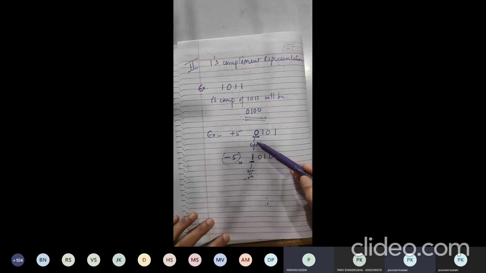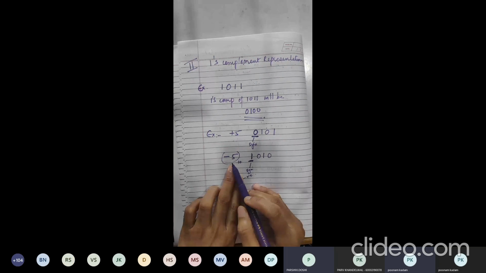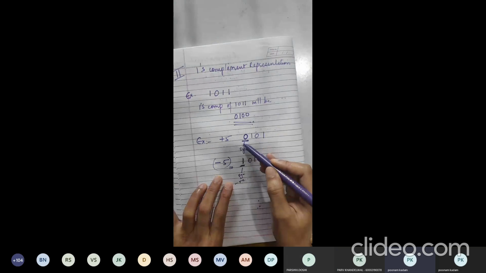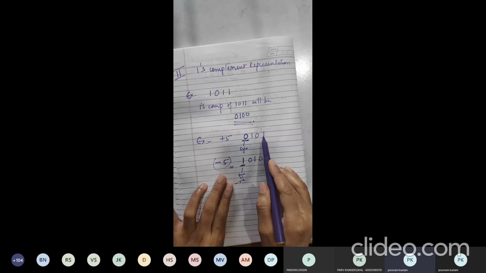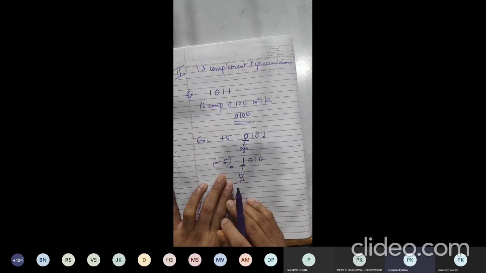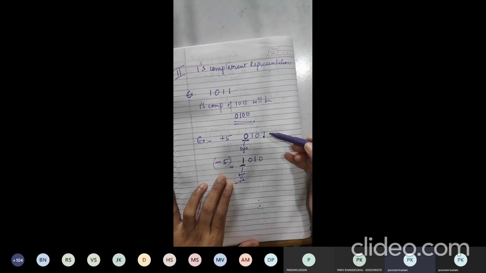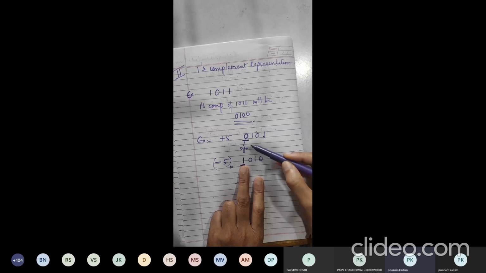To obtain minus 5 in one's complement representation, you just have to take the one's complement of its positive counterpart. Plus 5 is 0101. To write minus 5, you just take the one's complement of plus 5, inverting each bit. 0 has become 1, 1 has become 0, 0 has become 1, 1 has become 0. So 1010 represents negative 5.